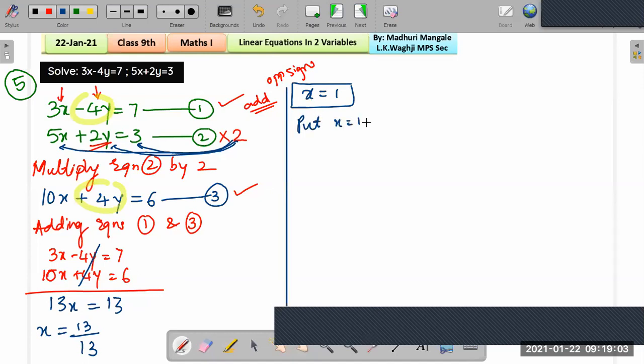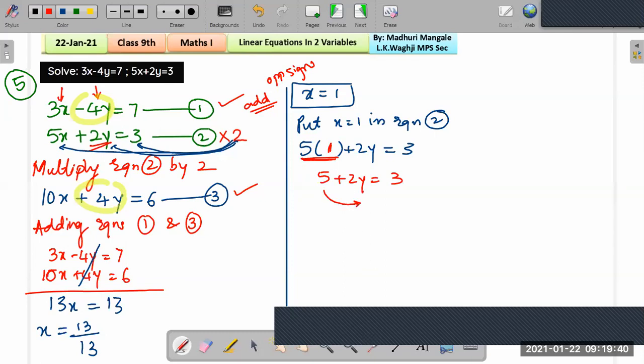So put x equals to 1 in any one of the equations. I'm going to use equation 2. Why? Because it has a positive y. So put x equals to 1 in equation 2. 5 times x plus 2y equals to 3. Substitute x equals to 1 and now you have to solve. So always multiply first. 5 times 1 is 5, plus 2y equals to 3. Correct? And this has a few more steps. Now you try it out. The remaining part you try it out. I'll just give you one hint.